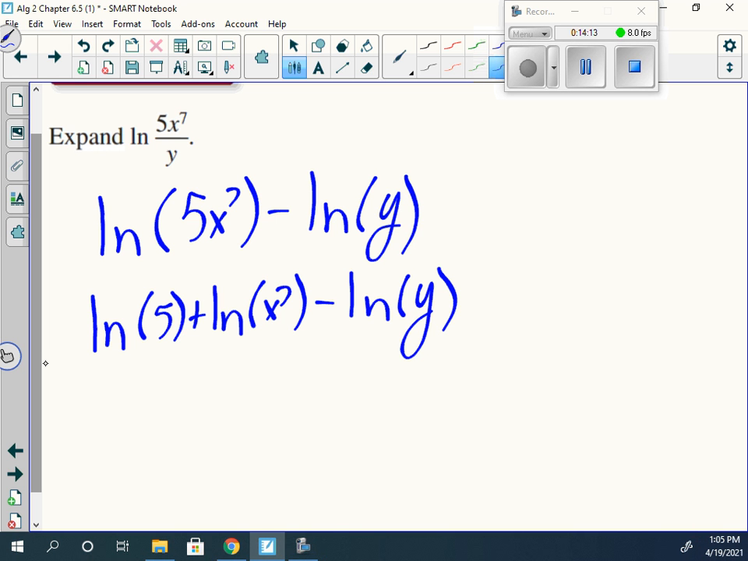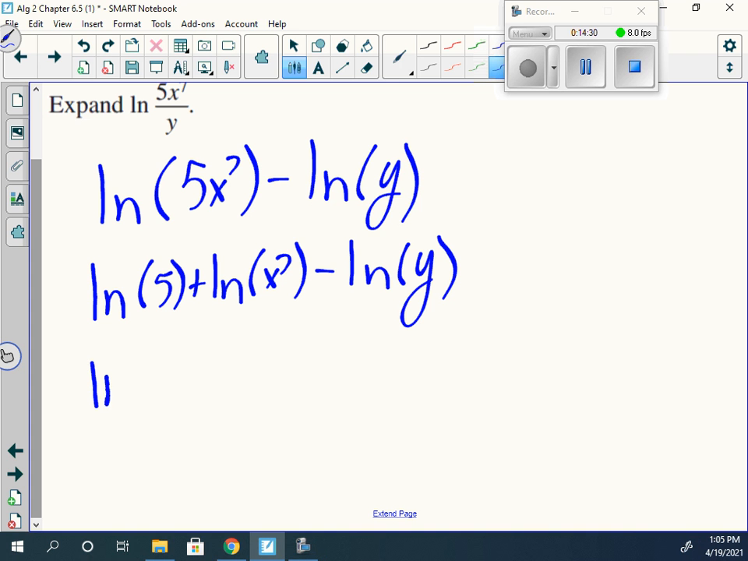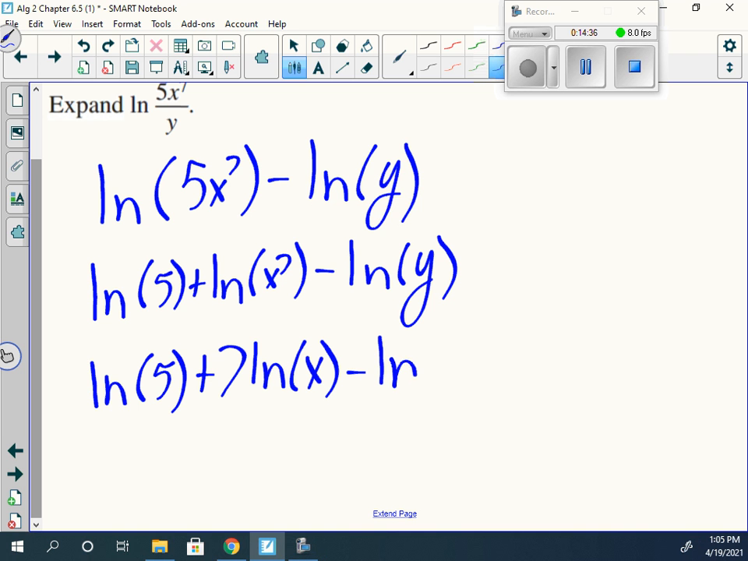Any questions on any of this here? Do we have any more multiplication going on at this point? Do we have any powers to take care of? Well, yes. So the x to the 7th, we can move the 7 out front. So the natural log of 5 plus 7 natural log of x minus the natural log of y.